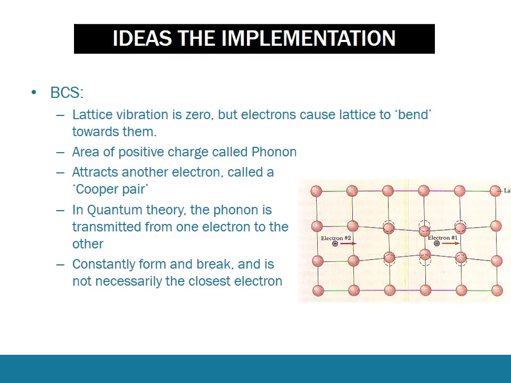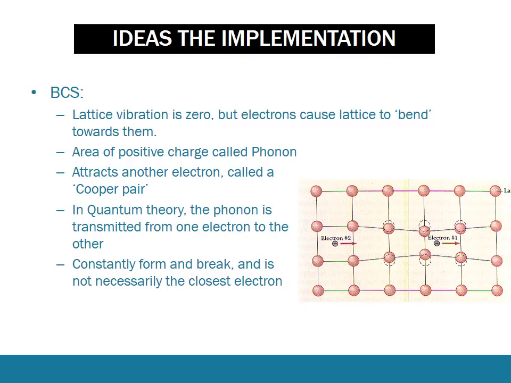When the temperature is 0, the lattice vibration isn't quite 0. It says here that the lattice vibration is 0 because it effectively is, but there will still be a little bit of vibration. So we wouldn't expect there to be no resistance, but for some reason there is. The electrons, being negatively charged particles, cause the positively charged lattice to bend towards them. That makes sense. You can see that in the bottom right diagram.